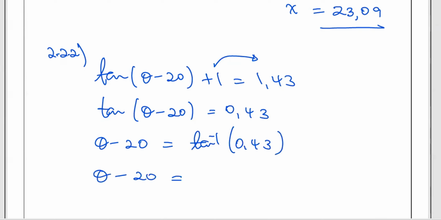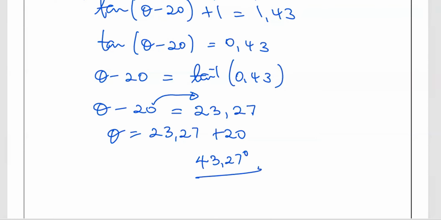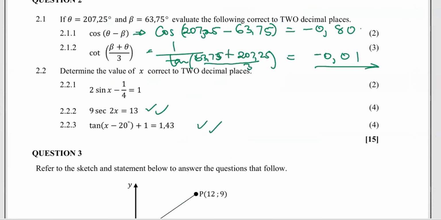So theta minus 20 is equivalent to, we said shift tan of 0.43, which is 23.27. Let's move the 20 that side. It's going to change the sign to a plus, meaning that our theta is going to be 23.27 plus 20, which is 43.27 degrees. All right, so that is what we were meant to do for question number 2.